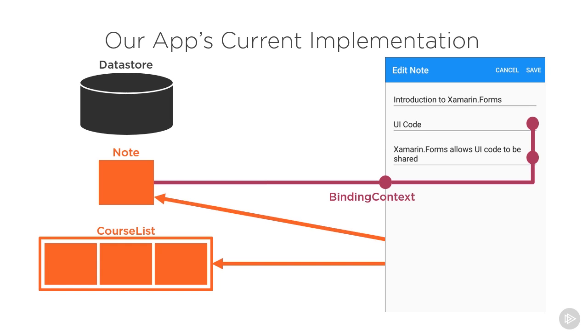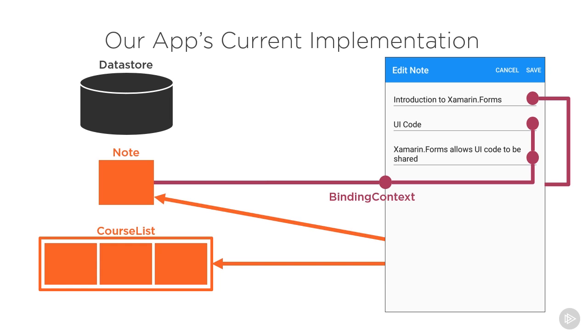Now we need to bind the course list to our picker. So to do that, we set the binding context on the picker, and we set it to reference the page that the picker is contained within. And by setting it to reference the page, the picker could then access any public properties within the page. So the picker used that binding context to follow the page's reference to the course list, which then allowed it to populate the list of courses within the picker.